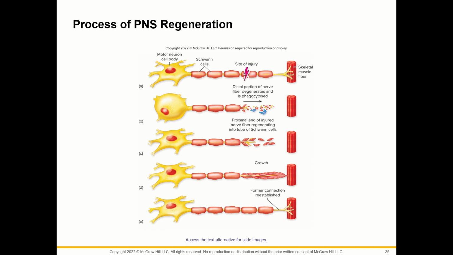So here we see figure 7.9, the process of peripheral neuron regeneration. In A, if a neuron is severed through a myelinated axon, the proximal portion may survive. That's going to be this part here, near the cell body, but the distal portion will degenerate through phagocytosis. They call that Wallerian degeneration.